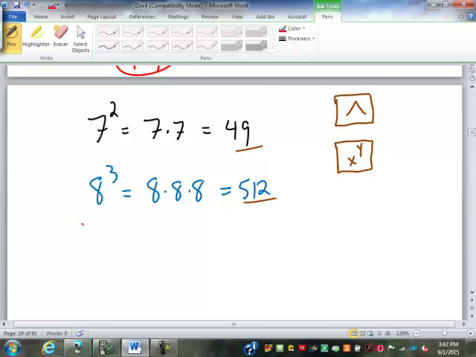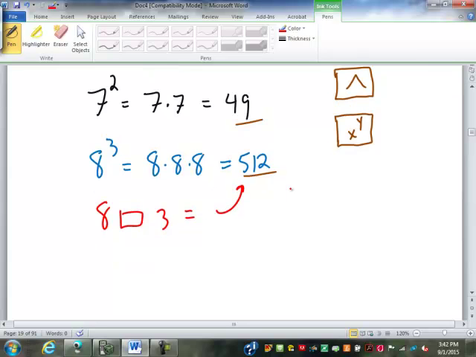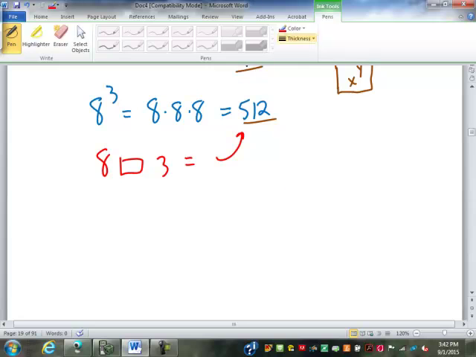To use that key, for 8 to the 3rd power, you'd type 8, press whichever key you have, type in the 3 and hit equals. It should give you 512. Let's test and see if we're getting it to work. How about we do 3 to the 5th power?